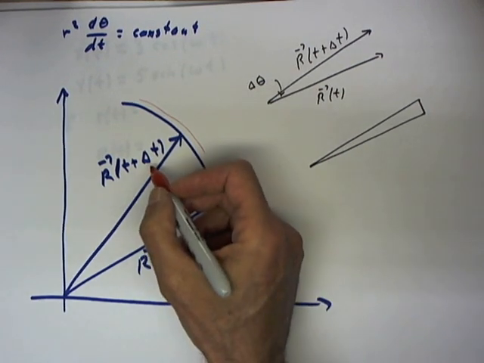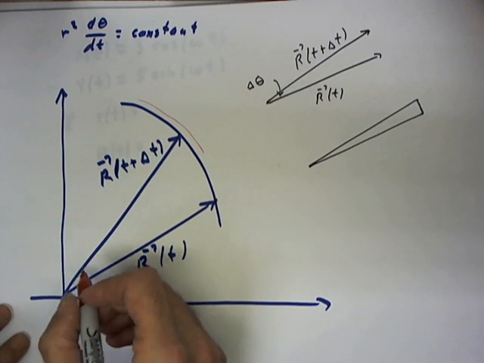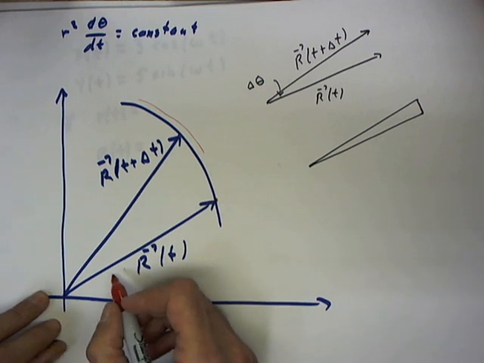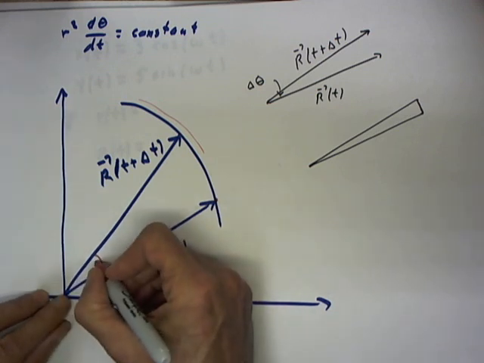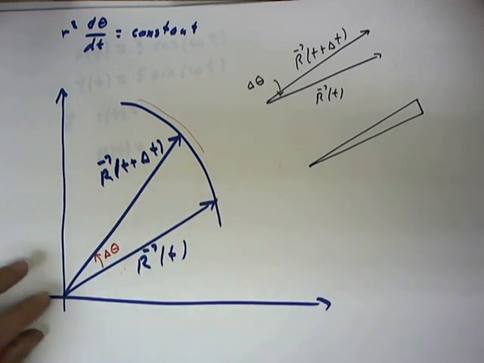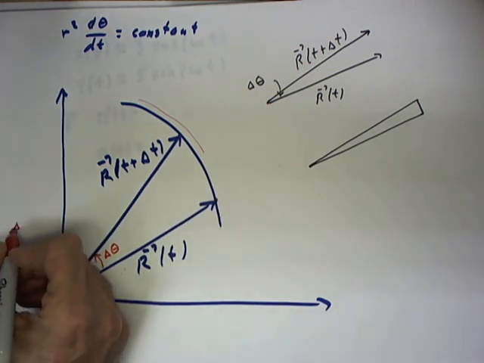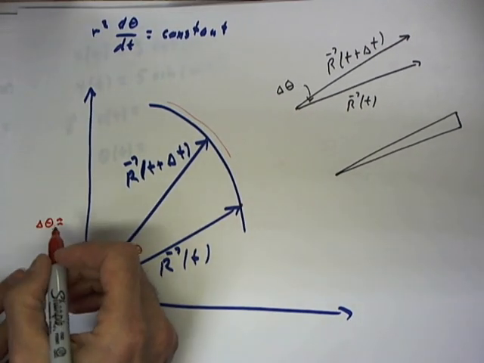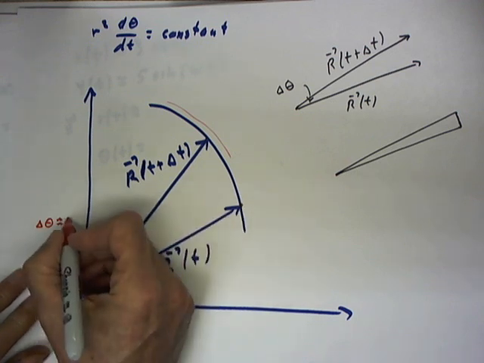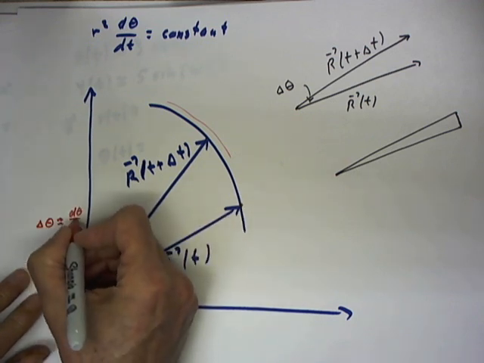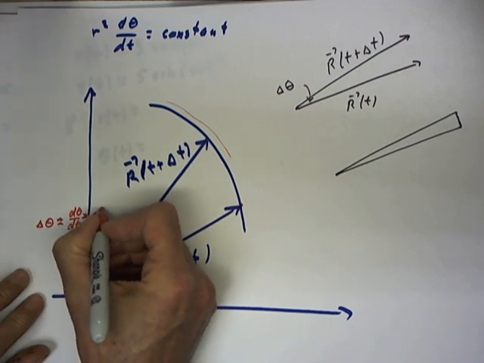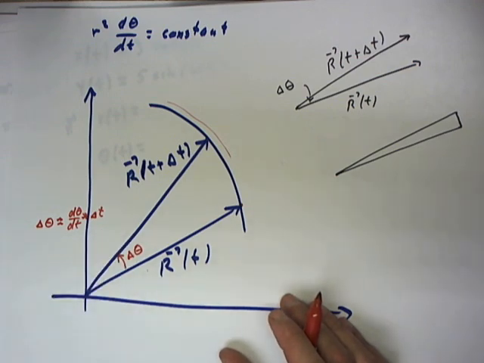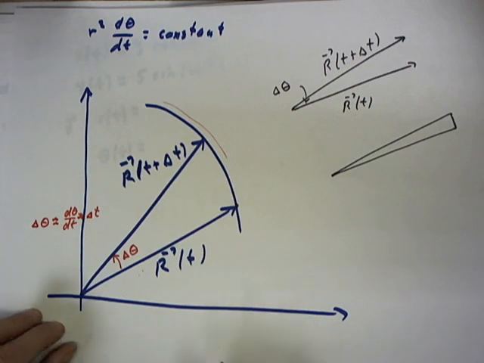Between clock time t and clock time t plus delta t, the angular position theta of the object changes from one value to another. So there's going to be a delta theta, and delta theta is approximately equal to dθ/dt multiplied by delta t, dθ/dt being the rate at which the angle theta changes, and delta t being the time interval between the two positions.